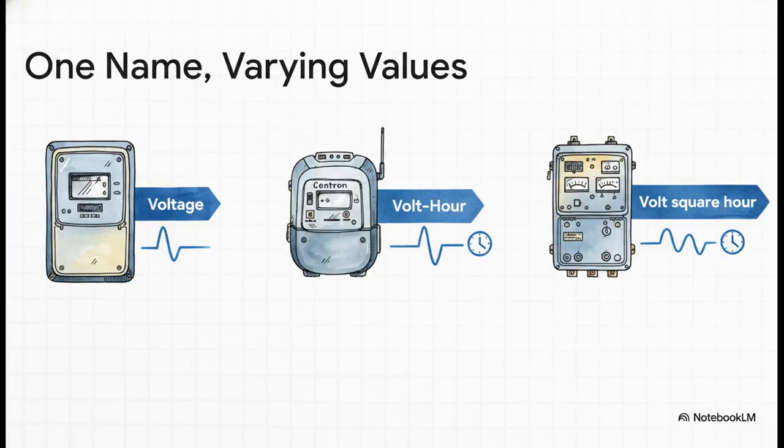Let me give you a real-world example. Take a look at voltage measurements from our smart meters. A GE single-phase meter measures instantaneous voltage, but a Centron meter measures something called volt-hour, and a GE polyphase meter measures volt-square-hour. See, they're all related to voltage, but they are fundamentally different things. If you didn't know that context, you could make some really, really bad assumptions.